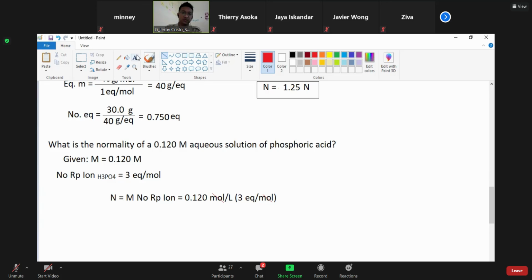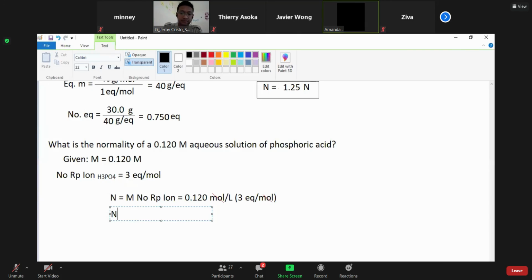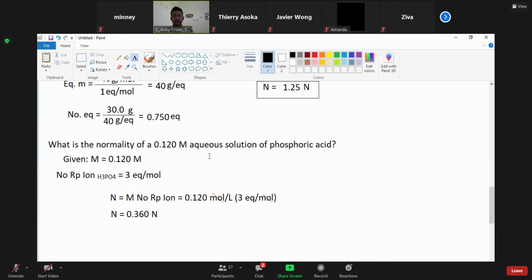So multiply 0.12 and 3. What will be the result? 0.360, and then the unit will be equivalents per liter. And what is equivalent per liter equal to? It's equal to N, or normal. And that's how we get the normality in terms of the given concentration.